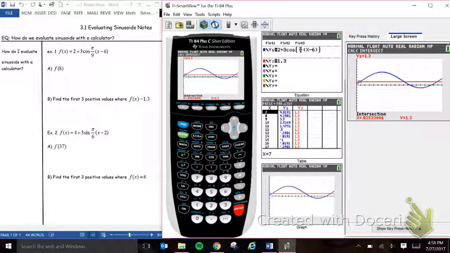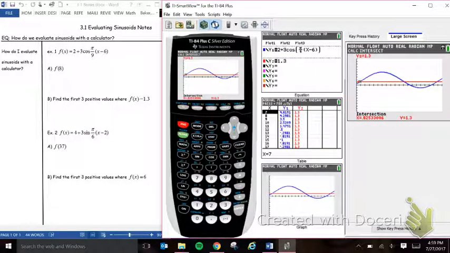So my first intersection is 0.825. And these won't stay on here because I'm using the calculator, but you can make sure you write them now. So 0.825 is the first one. And then I'm going to move my calculator over to get the next one.